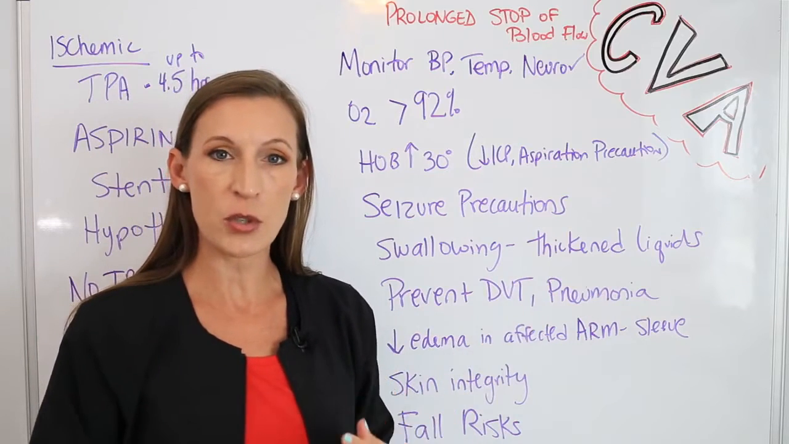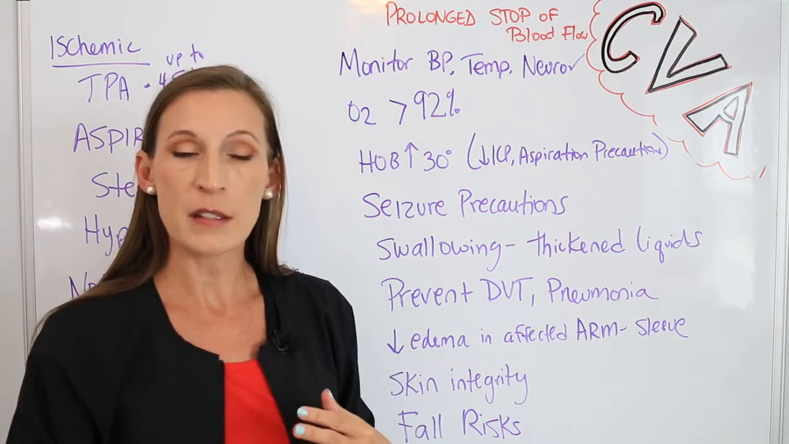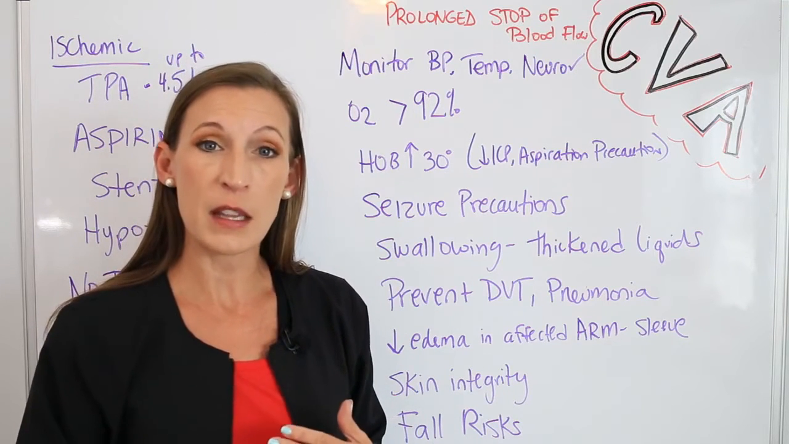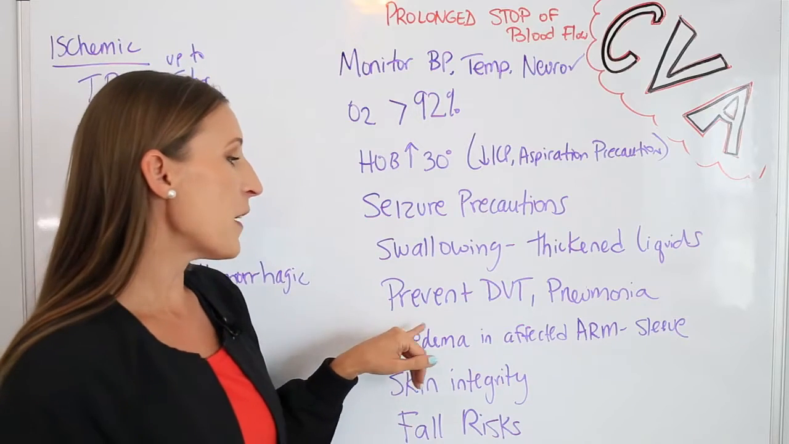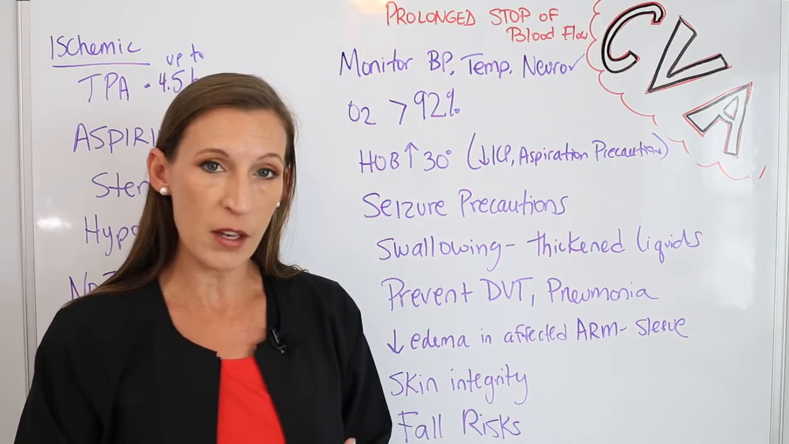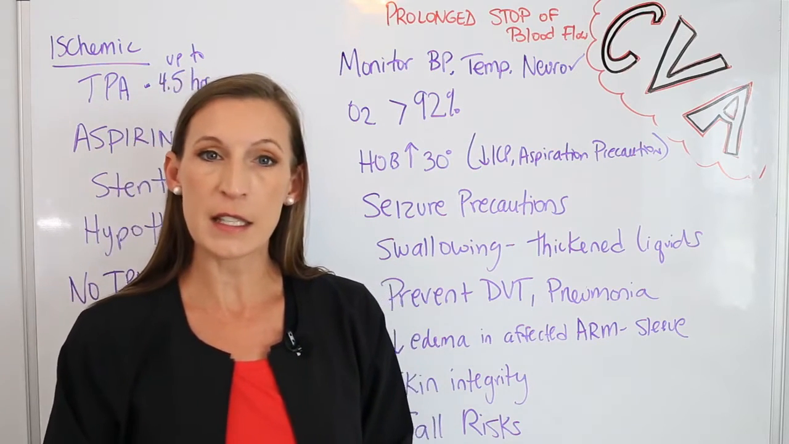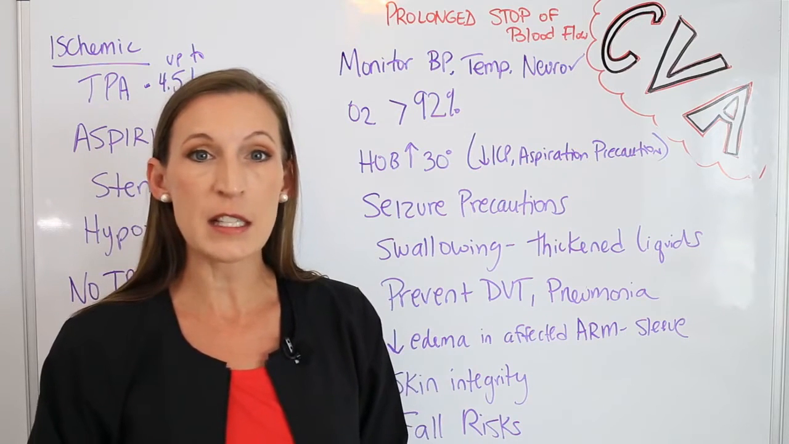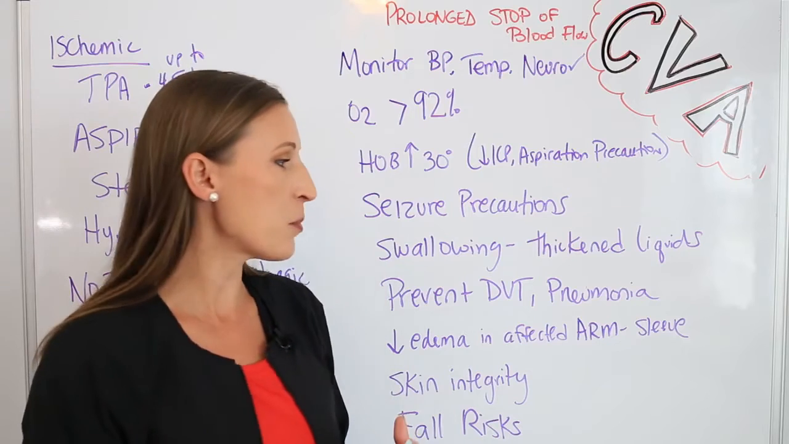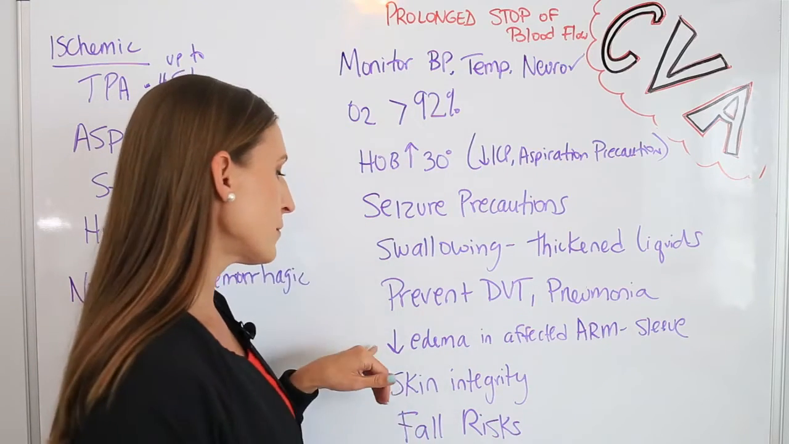If your patient is drinking and they keep coughing and choking while they're drinking liquids or eating soft foods, we need to bring that to the physician's attention so that we can get some thickened liquids for them. Prevent DVTs and pneumonia. They will become sedentary for a while, so we want to prevent DVTs. We want to do those range of motion exercises. We want to assess for DVTs, make sure they're hydrated and that we are checking on them. Deep breathing, coughing, and turning.